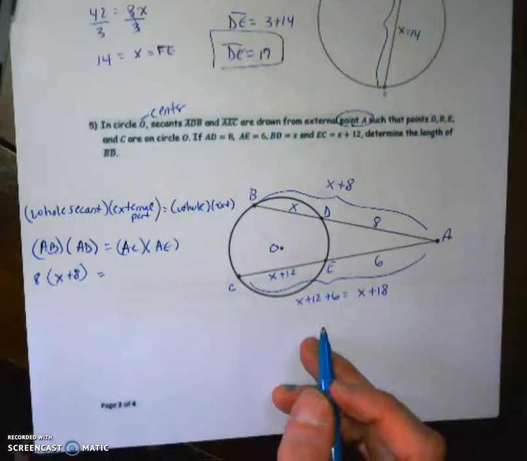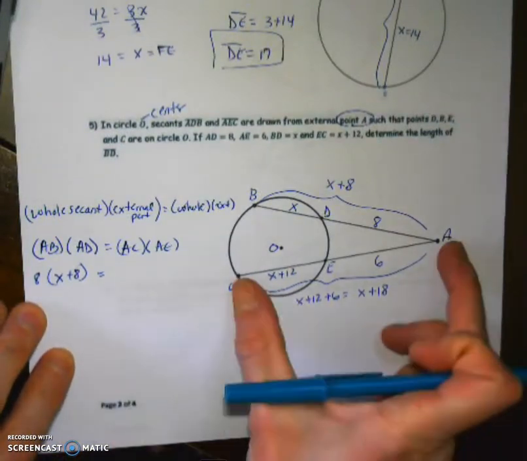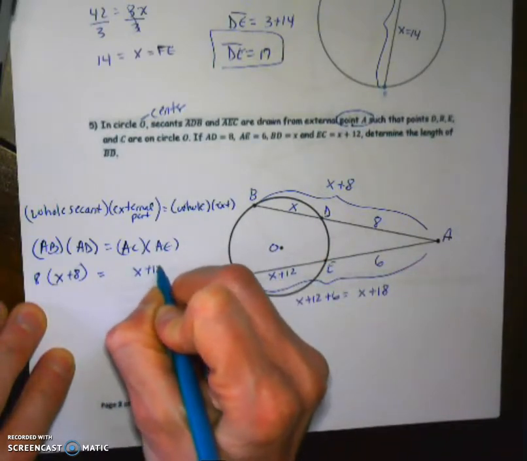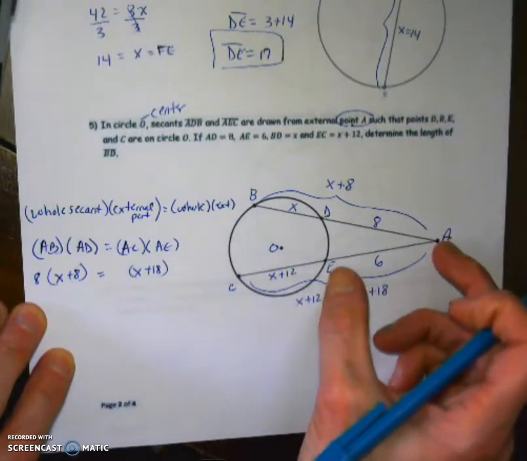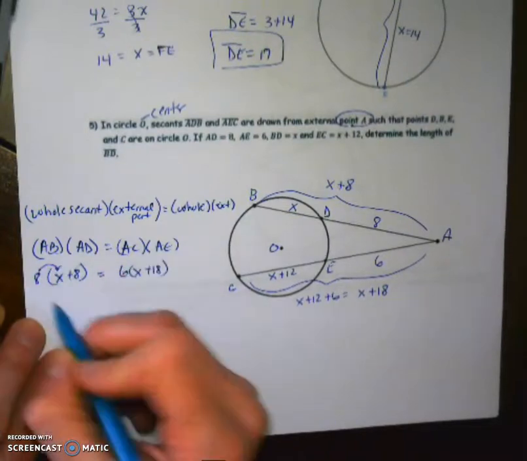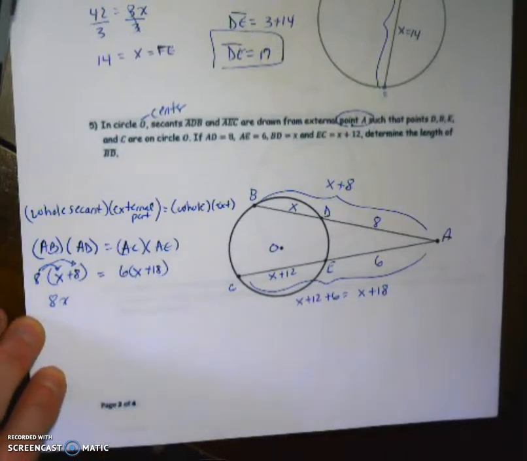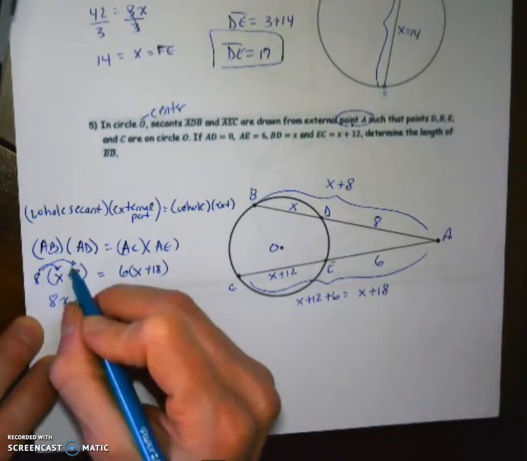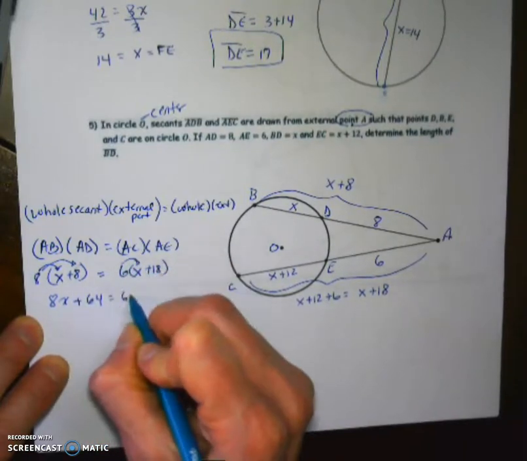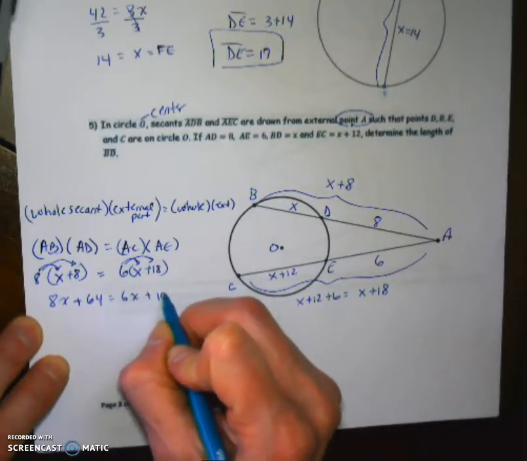And the other side of our equation is segment AC, which we said the whole segment. Remember, we added those two pieces together to get X plus 18 times AE, which is just a single digit. So again, I'm going to put the 6 in front just so it's easier when I now distribute. So 8 times X is 8X, and 8 times 8 is plus 64, and that's equal to 6 times X, or 6X, and 6 times 18, which is 108.